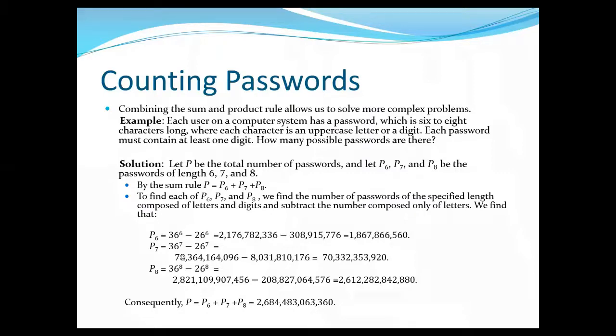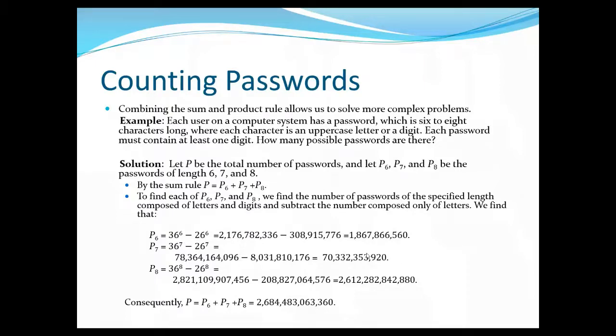So 36 raised to 7. Again, we have 36 ways of representing one position, with both letters and digits, minus the possibility that it will be all letters. So that will be 26 raised to 7, the possibility that it will be all letters. Again, 26 times 26 until the last position. So we have about 8 billion, subtracted from 78 billion, and we have this result.